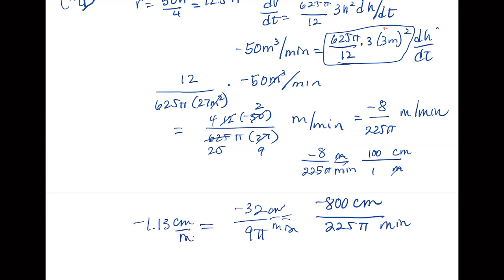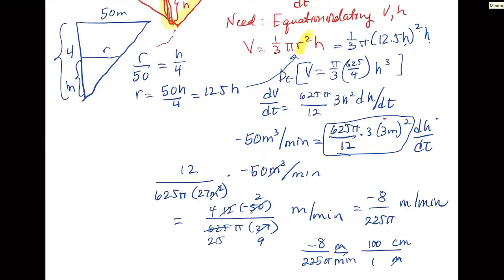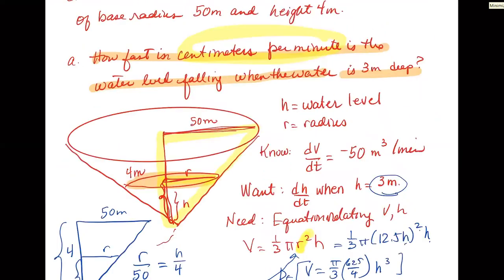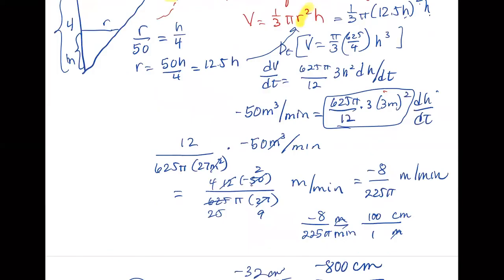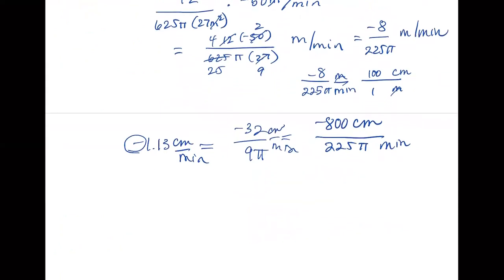Now keep in mind that the negative sign comes from the fact that the water level is falling, but the way they ask their question, they know that, right? So they want to know at what rate is the water level falling. So we would not include the negative sign in there because that negative sign indicates that it's getting smaller. By the way they worded the question, they already know that it's getting smaller. So we would just look at the 1.13 centimeters per minute.